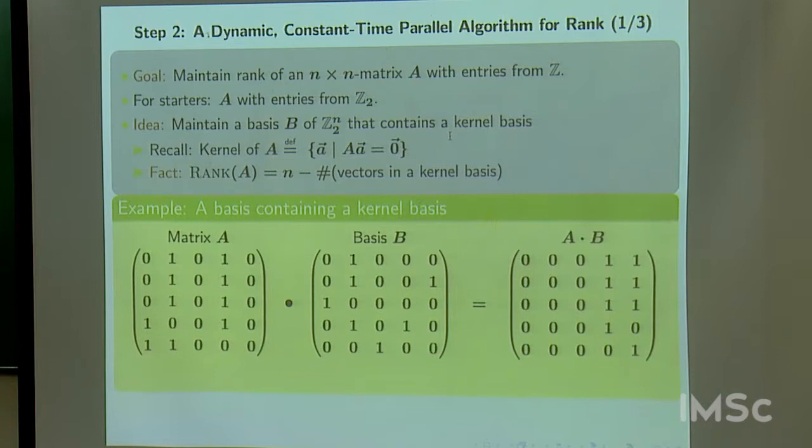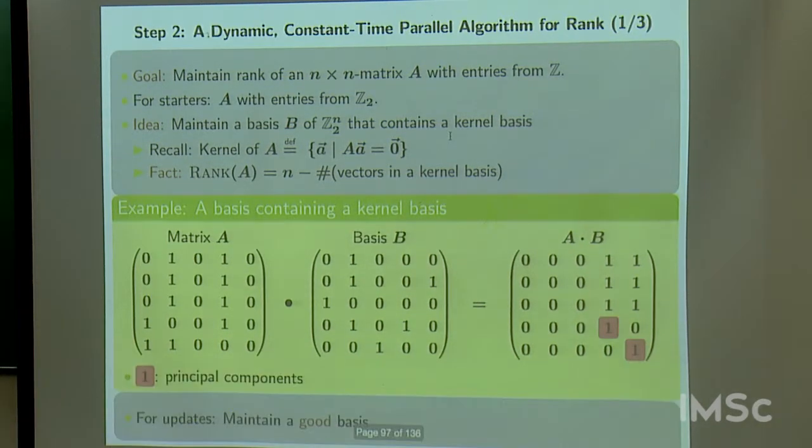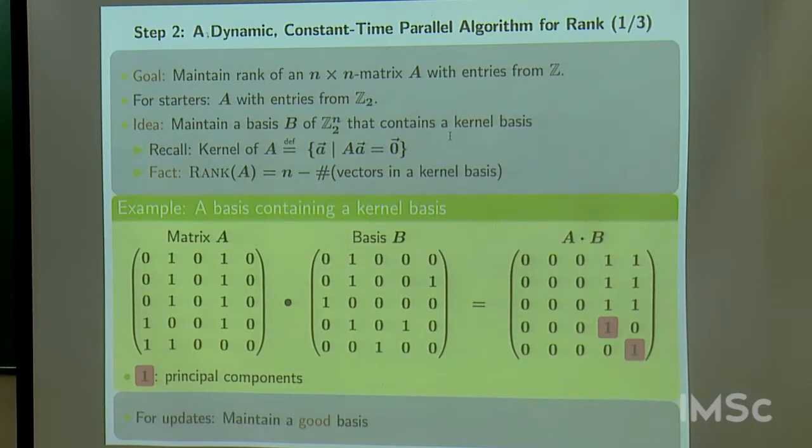And how do we witness the fact that indeed the rank of this matrix is 2? Well, that is witnessed by these 2 ones which are in separate rows, and there is no 1 in that row apart from these 2. So these 2 ones witness the so-called principal components of these columns, which witness that the rank is 2. Okay.